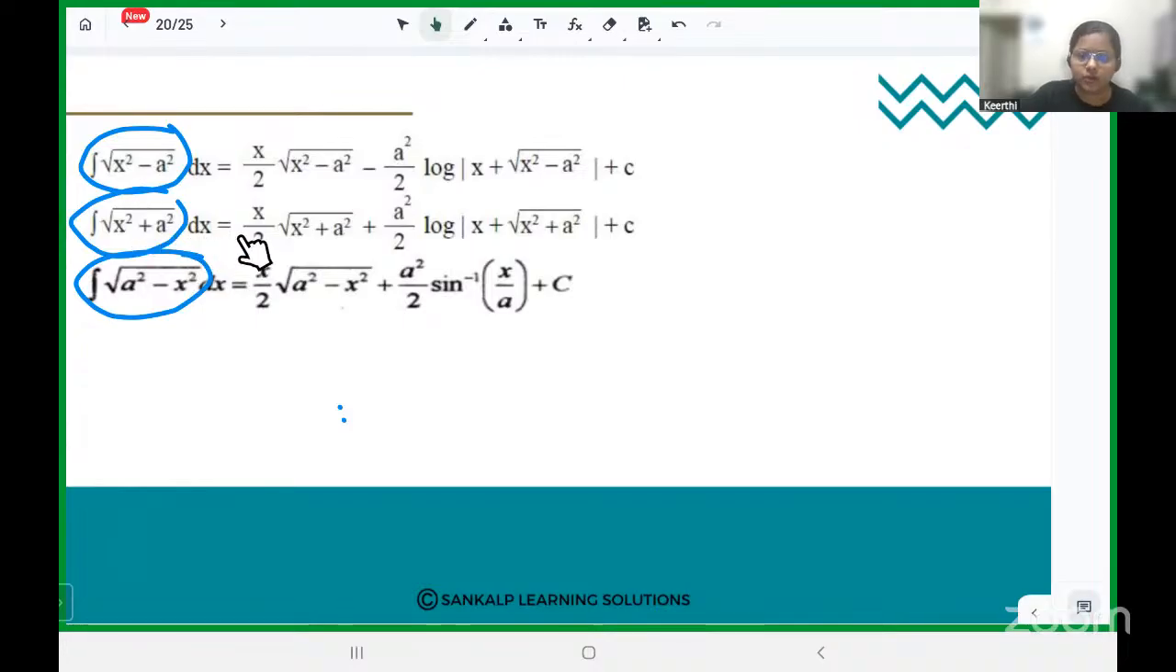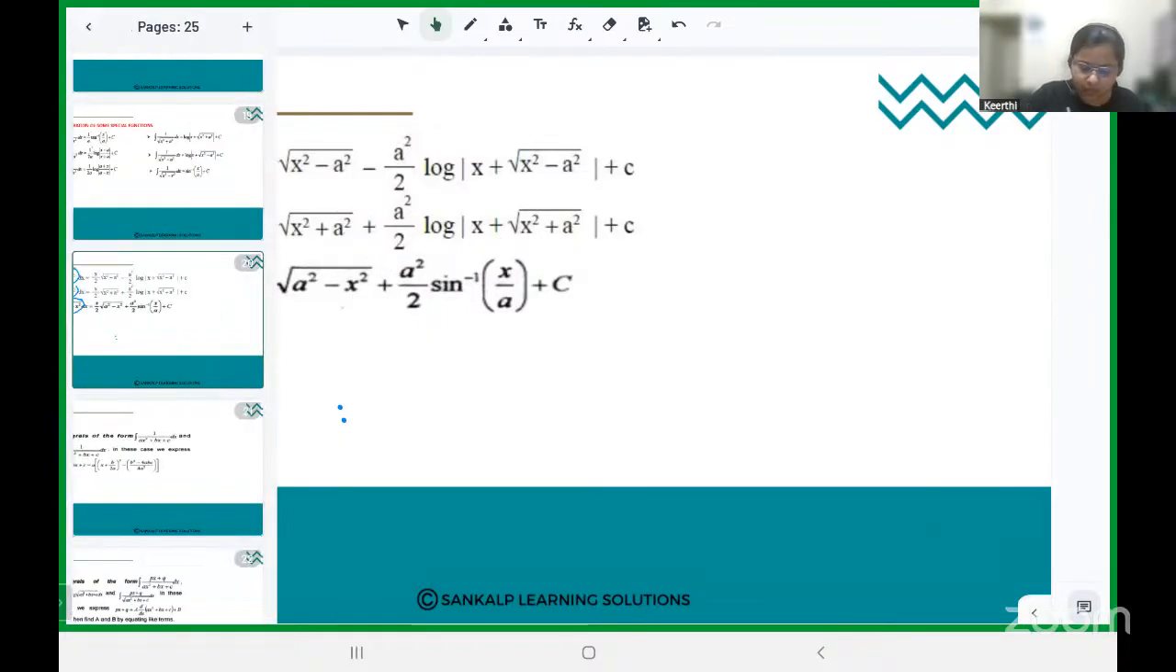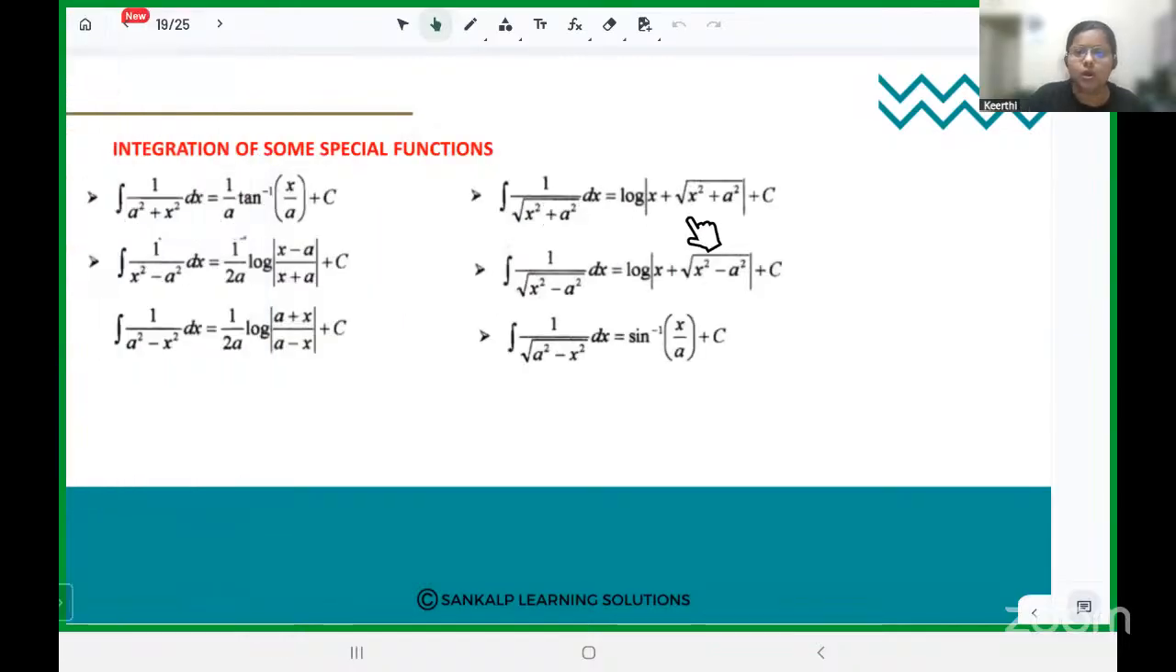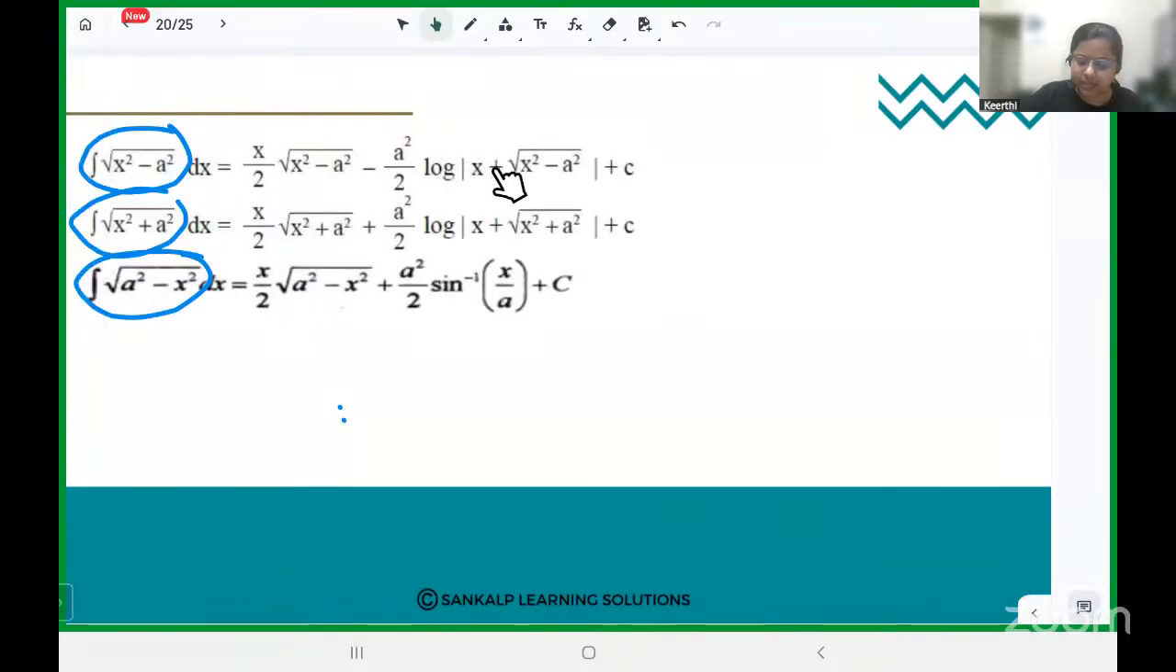That is equal to, you write first x by 2, then you write the question itself, root of x square plus a square, plus you take the second one, that is a square by 2 log mod x plus root of x square plus a square plus c. A square by 2, then the previous formula itself. What was it? Integral 1 by root of x square plus a square is equal to log mod x plus root of x square plus a square plus c. So here also the second term is same like that. Log of x plus root of x square plus a square plus c. Now you consider integral root of x square minus a square into dx.